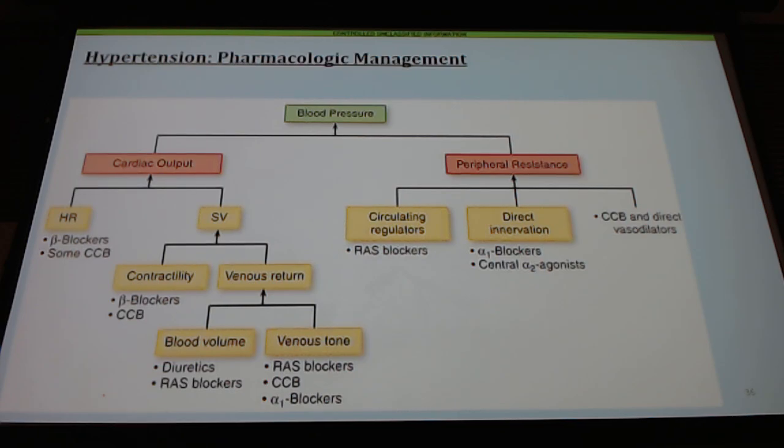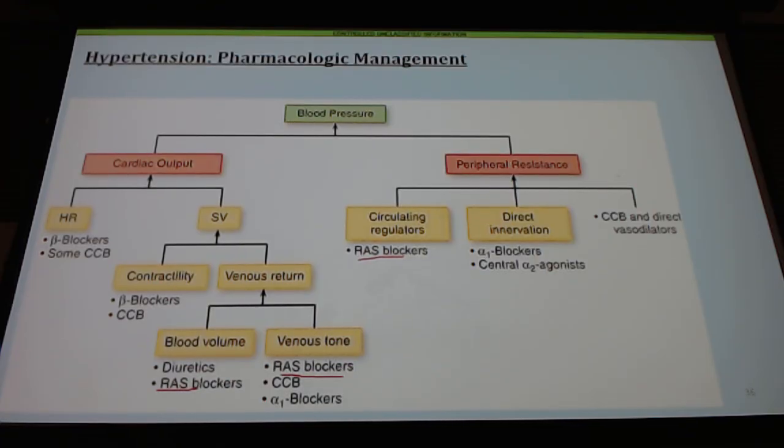So it's not just I take this pill and some magic happens. I'm actually targeting something directly that leads to that blood pressure elevation. And some of these actually work on multiple factors for your blood pressure. So let's take your RAS blockers as an example. It affects your blood volume. It affects your venous tone. It affects your circulating regulators. So 3 different areas on both the cardiac output limb as well as the peripheral resistance limb are impacted by your RAS blockers.